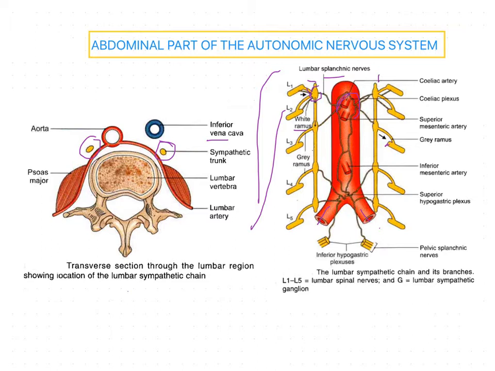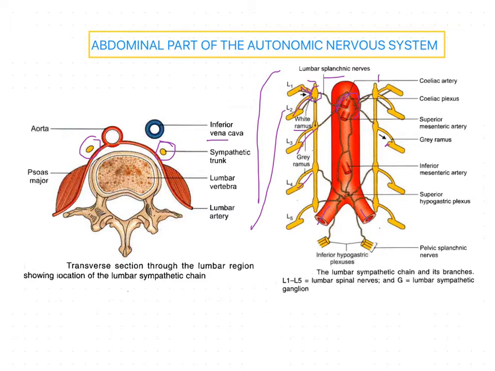If you see the branches on the lateral aspect, all the 5 lumbar nerves receive grey rami communicantes from the corresponding lumbar ganglion. So all the 5 nerves will receive the grey ramus. Only L1 and L2 will give the white ramus to the ganglion. These grey rami carry fibers which are distributed to the lower abdominal wall and the lower limb.